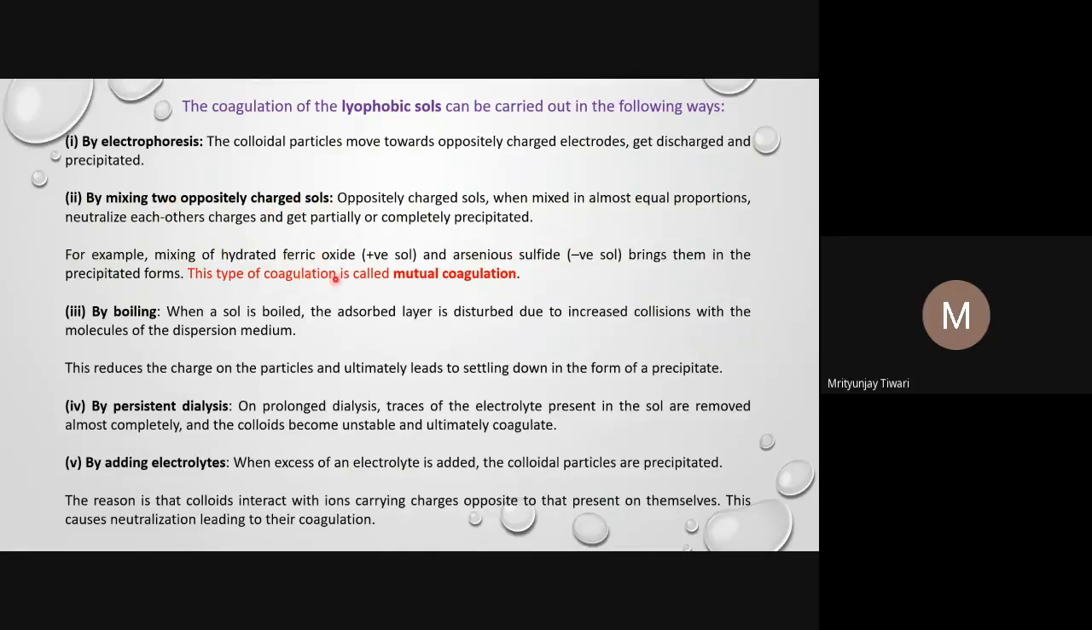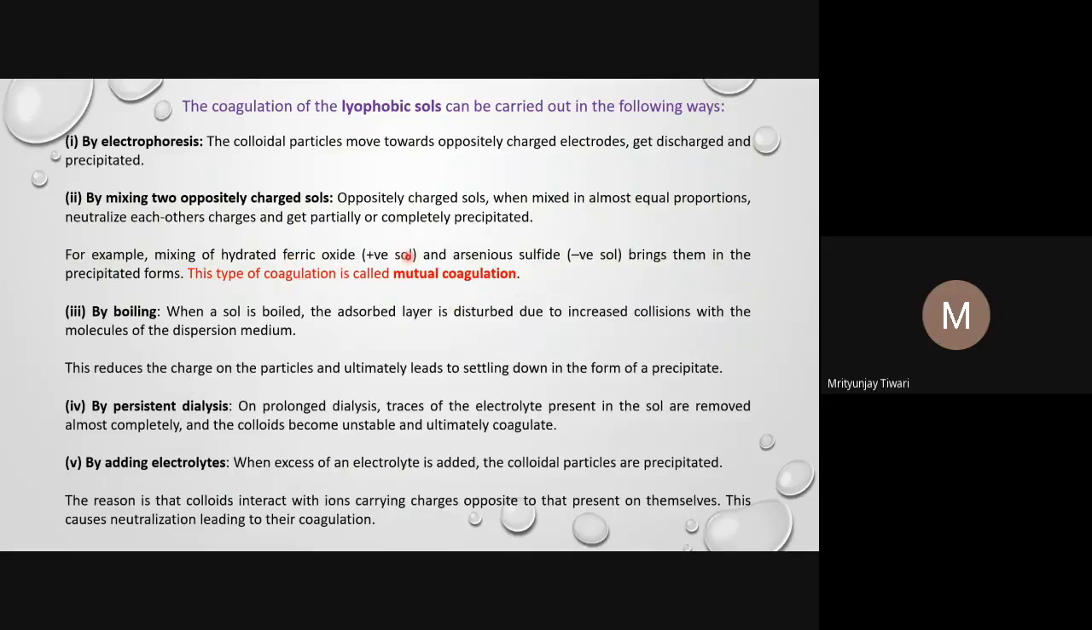For example, mixing of hydrated ferric oxide, which we have seen is Fe(OH)3, effectively a positive sol, and arsenious sulfide, which is a negative sol. We have seen that metal sulfides usually form negative sols. If we mix them in equal proportion, they will precipitate each other out. And this type of coagulation is called mutual coagulation.